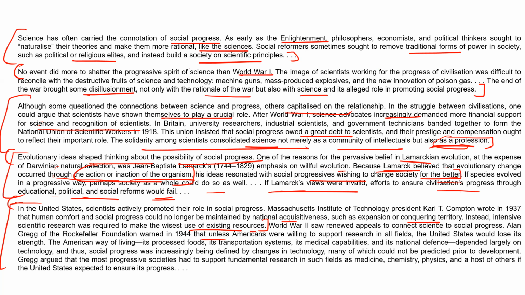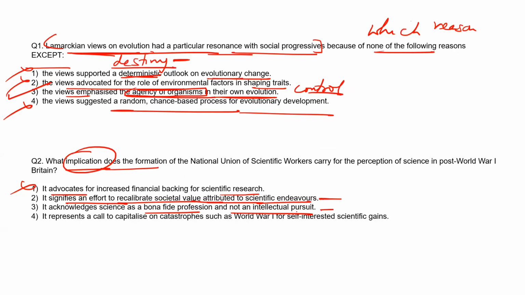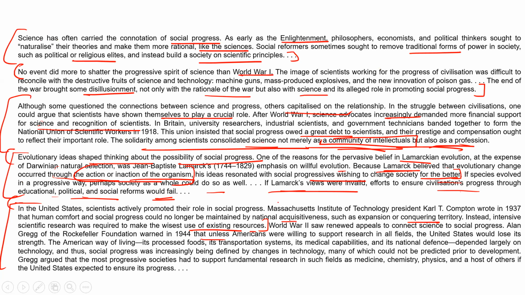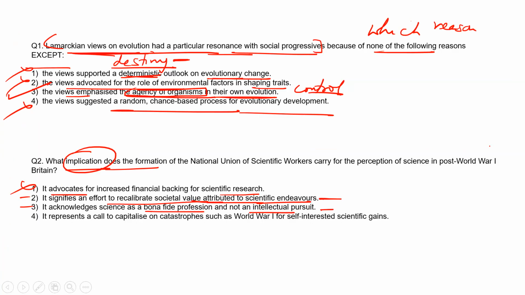the solidarity among scientists consolidated science not merely as a community of intellectuals, but also as a profession. So community of intellectuals here means intellectual pursuit, and profession is bona fide profession. Now, on a superficial level, this option looks very attractive. In fact, I was caught between these two. The way I thought, it acknowledges science as a bona fide profession, intellectual pursuit. दोनों दिया हुआ है कि साइंस इज नॉट जस्ट अ कम्युनिटी ऑफ इंडिविजुअल बट ऑल्सो एज अ प्रोफेशन. यहाँ पे भी लिखा हुआ है कि साइंस सिर्फ एक प्रोफेशन नहीं है, इंटेलेक्चुअल परस्यूट भी है, और ये भी है कि रिकैलिब्रेट करने की कोशिश की जा रही है.